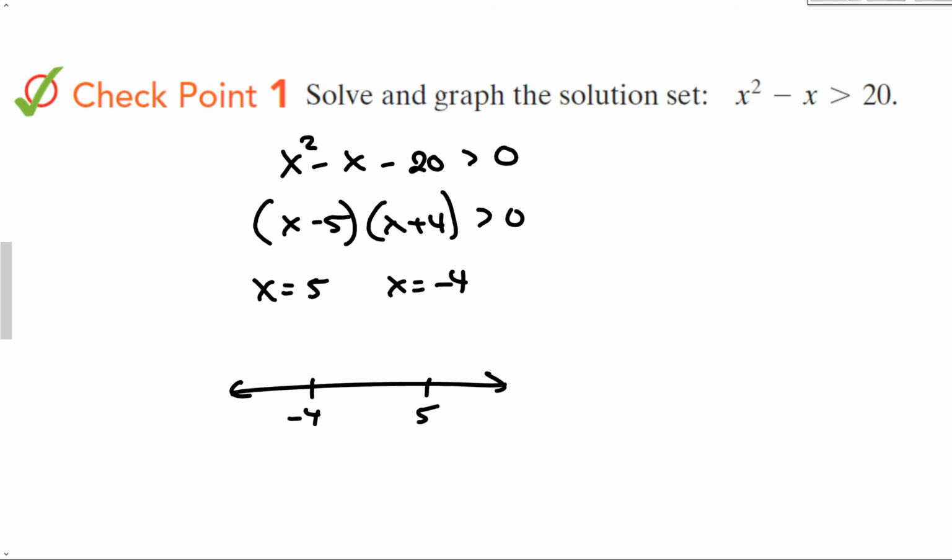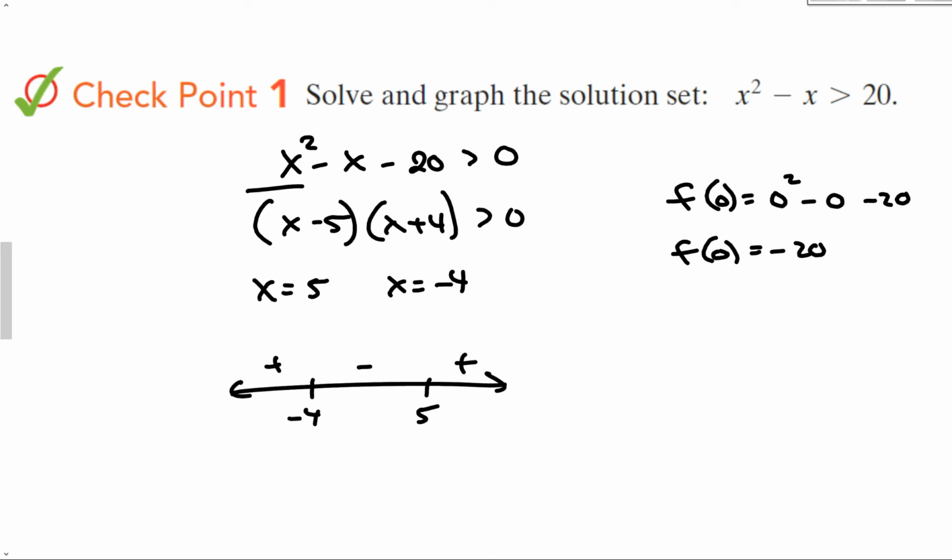Usually what I just do is plug in 0 into my function. So f of 0 would be 0 squared minus 0 minus 20, which gives me a negative 20. So 0 is negative, and because the leading coefficient is positive and squared, we know that the two ends go up.